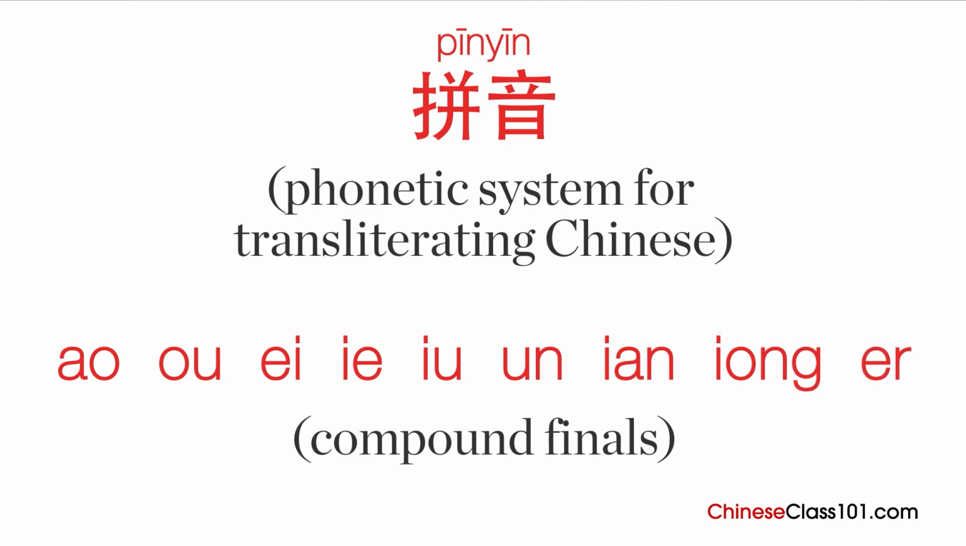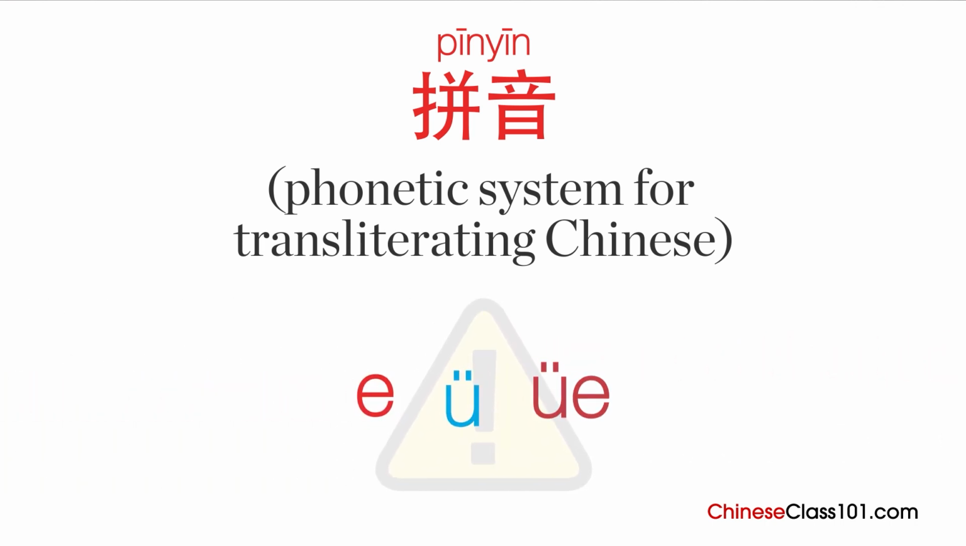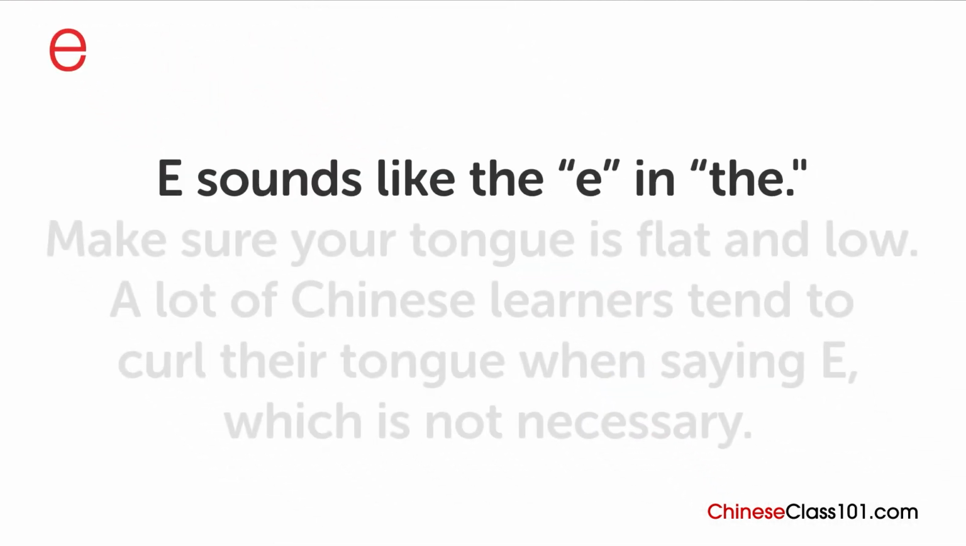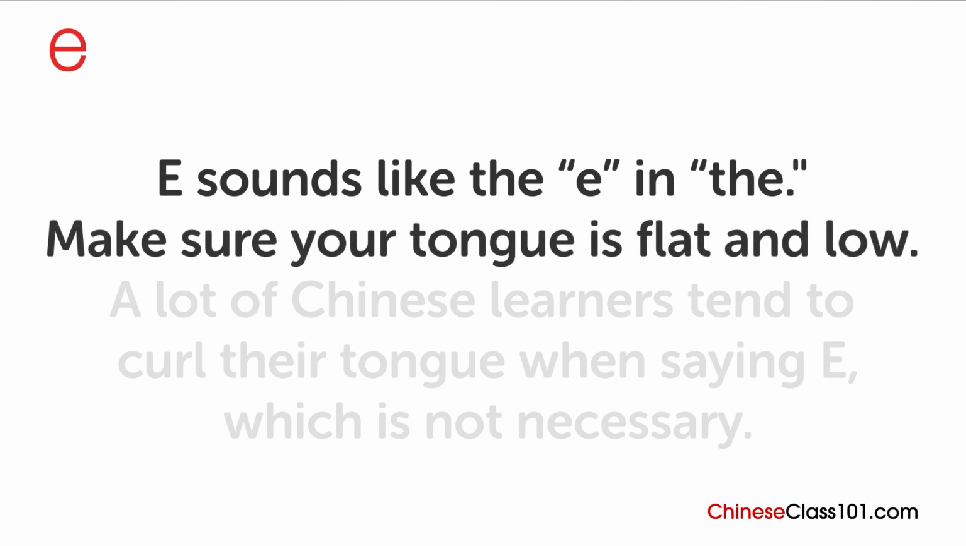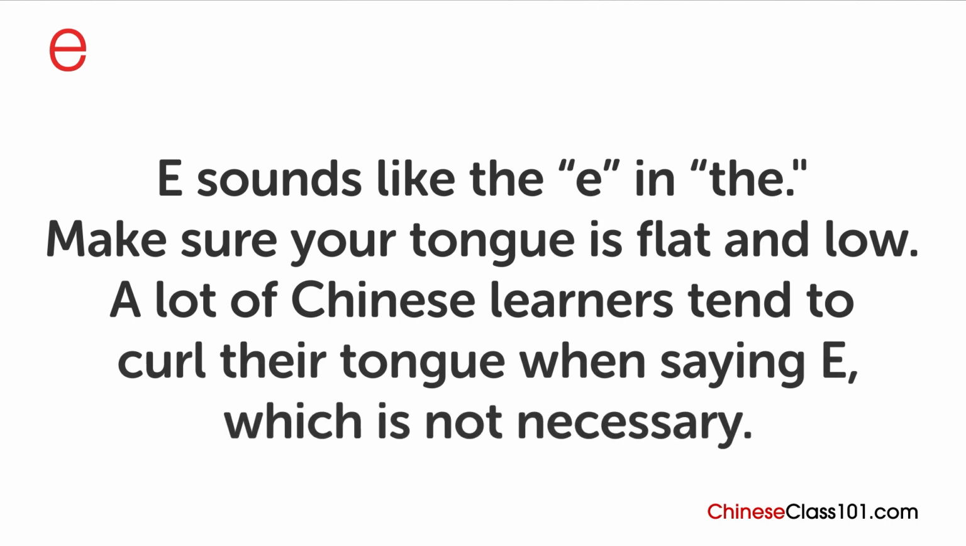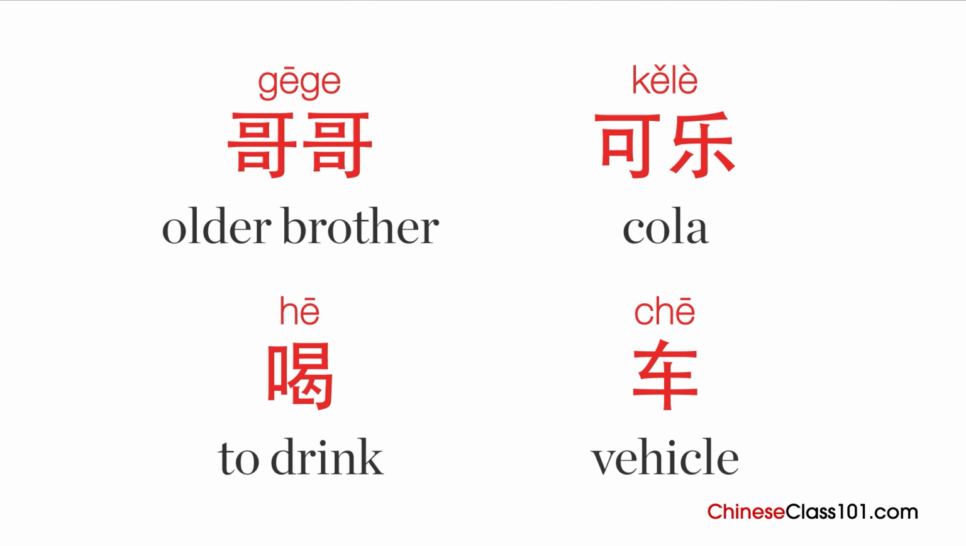Here are some examples. Ao, O, A, Ye, U, Wen, Yan, Yong, R, and so on. The E, Ü, Yue are the relatively difficult ones for non-Chinese native speakers to pronounce. First, let's look at how to say the final E accurately. E sounds like the E in "the". Make sure your tongue is flat and low. A lot of Chinese learners tend to curl their tongue when saying E, which is not necessary. Let's look at some examples.